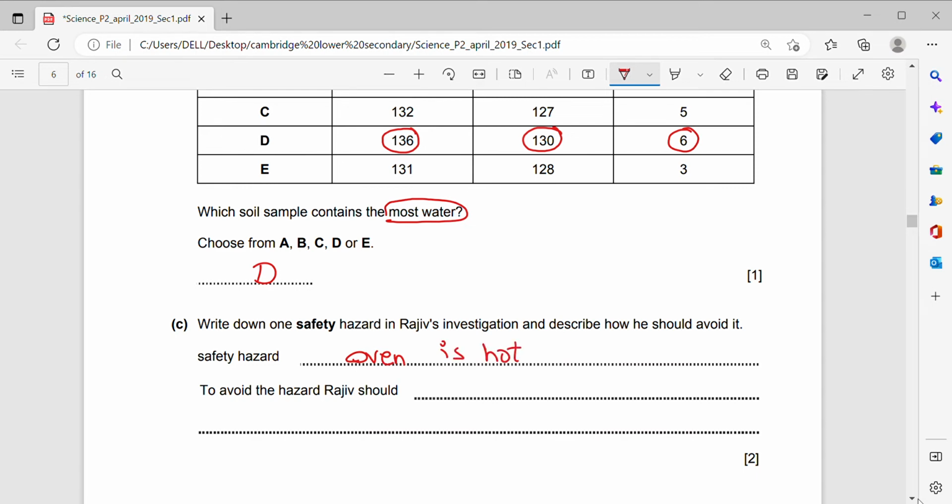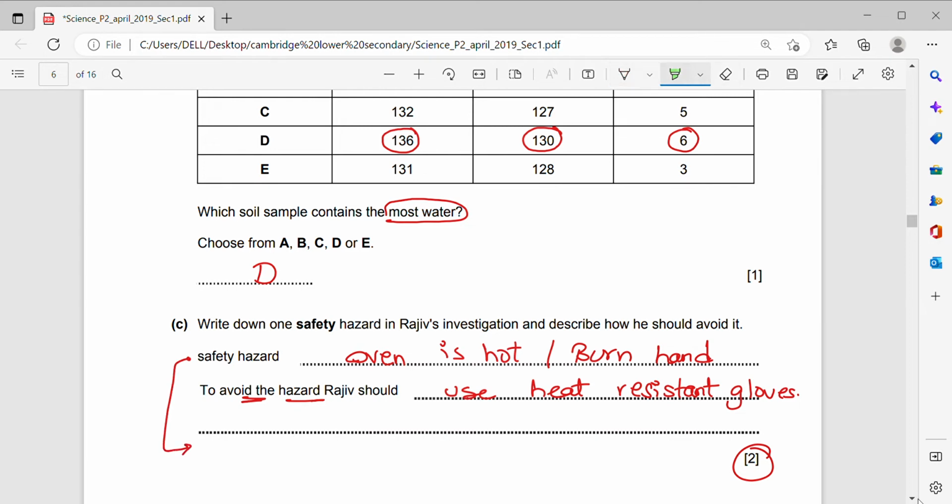To avoid the hazard, what should Rajiv do? He could use heat resistant gloves to avoid burning his hand. Great. So we answered and got the full marks, 2 out of 2. If someone wrote a different safety hazard, we would mark it in a different color.